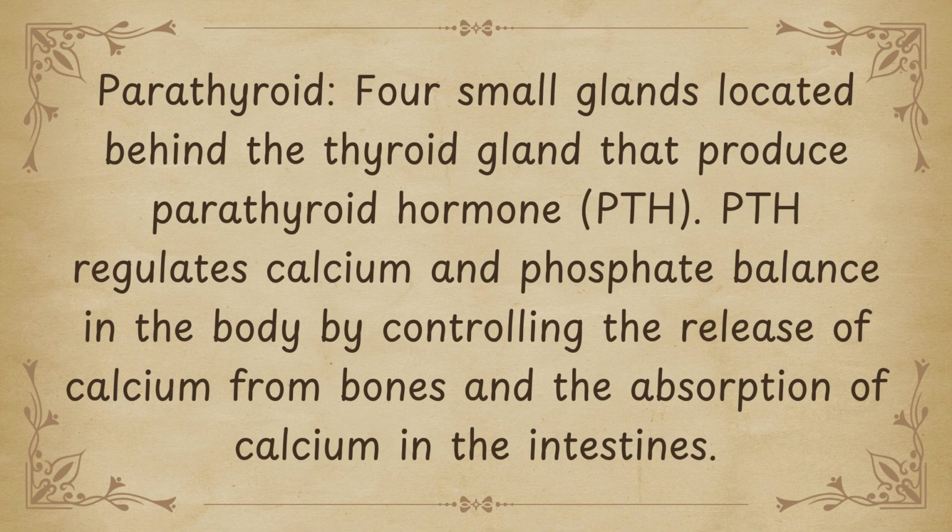Parathyroid, 4 small glands located behind the thyroid gland that produce parathyroid hormone, PTH. PTH regulates calcium and phosphate balance in the body by controlling the release of calcium from bones and the absorption of calcium in the intestines.